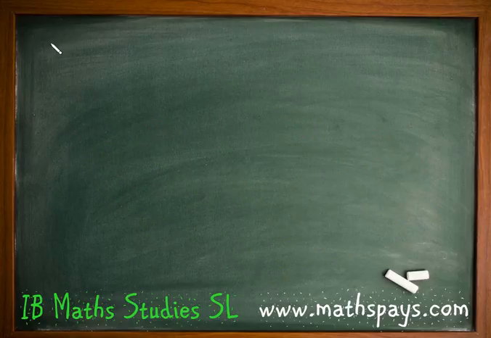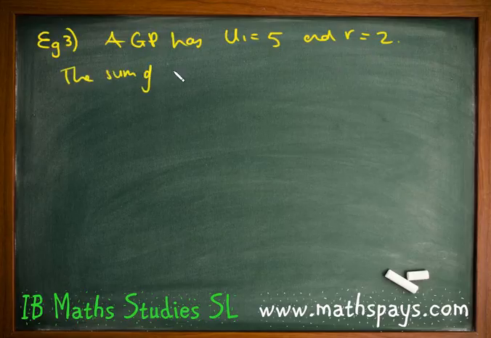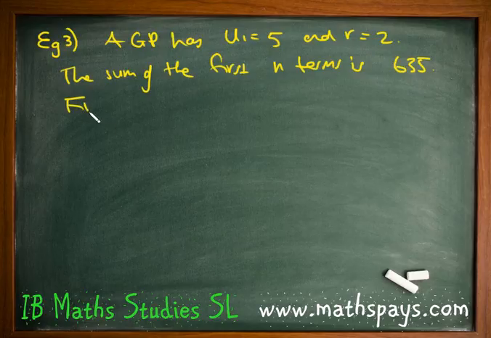So I guess you might say, well, let's say for our third example, what is a really challenging question? Perhaps we might say something like this. A GP, let's say, has U1 equals 5 and r is equal to 2. The sum of the first n terms is 635. Find n. So you've seen these reversal questions, guys, and you really need to get the hang of them.